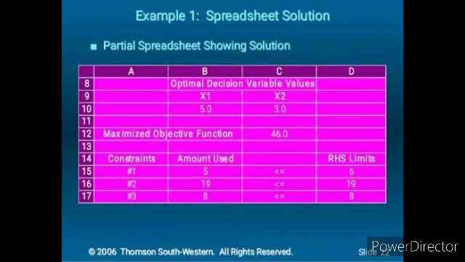Constraint number 1, constraint number 2, and constraint number 3. Amount used: 5, 19, 18. And RHS limits are 6, 19, and 8. Constraint number 1, amount used is 5, less than or equal to the 6 RHS limit. Constraint number 2 is 19, less than or equal to the 19 RHS limit. And constraint number 3, amount used 8, less than or equal to the 8 RHS limit.